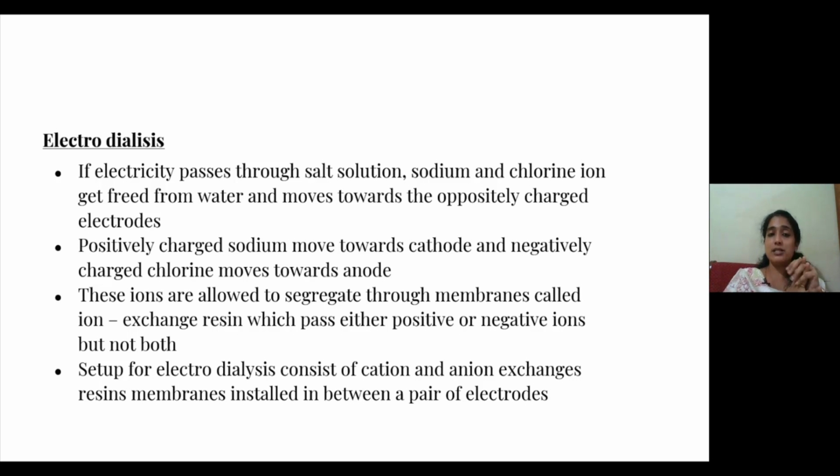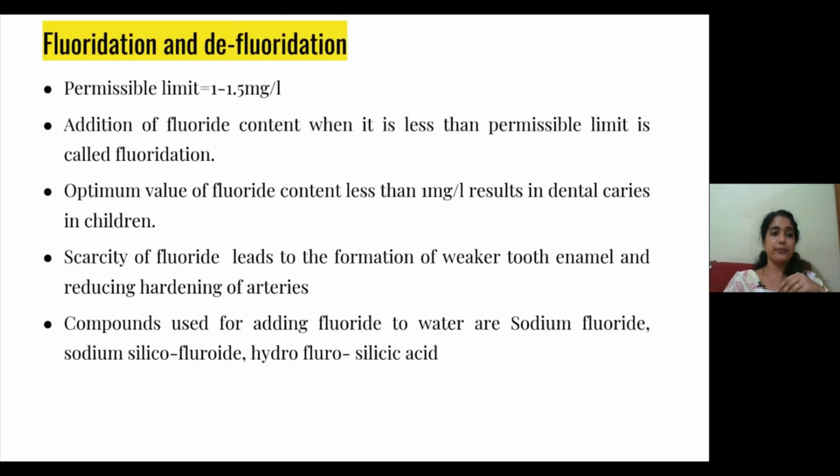These ion exchange resins are placed in between the two electrodes. When the sodium ion moves towards the cathode, a positively charged ion exchange resin will be placed in the path of these sodium ions, and it gets caught in these ion exchange resins. Likewise in the case of chlorine. The setup for electrodialysis consists of cation and anion exchange resin membranes installed in between the pair of electrodes. This is the electrodialysis process.